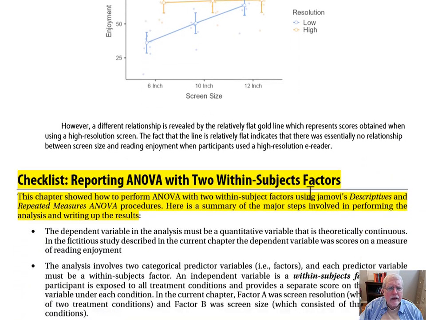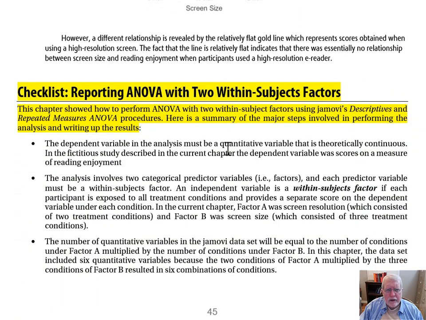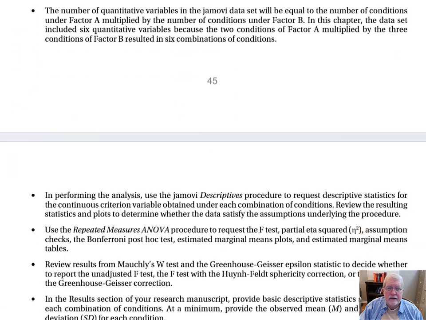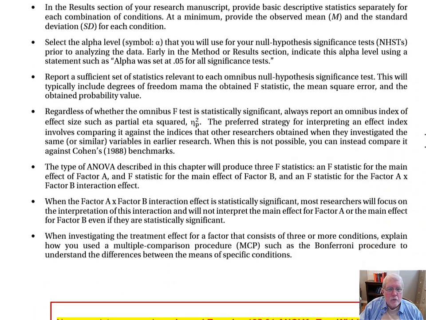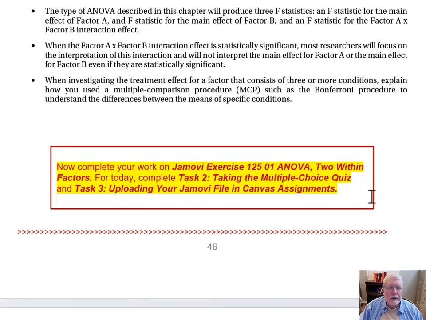Page 45, we have a section headed Checklist: Reporting ANOVA with two within subject factors. This chapter showed how to perform ANOVA with two within subject factors using Jamovi's descriptives and repeated measures ANOVA procedures. Here's a summary of the major steps involved in performing the analysis and writing up the results. Because so many steps are involved and because it can be so tedious, at the end of the chapter I put together this checklist in which everything is put in one spot.